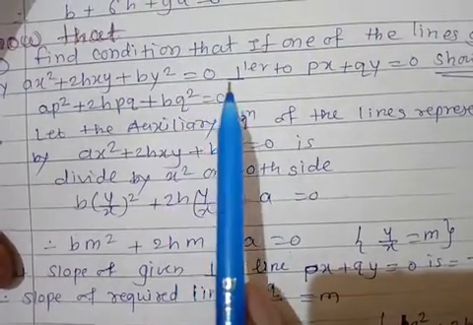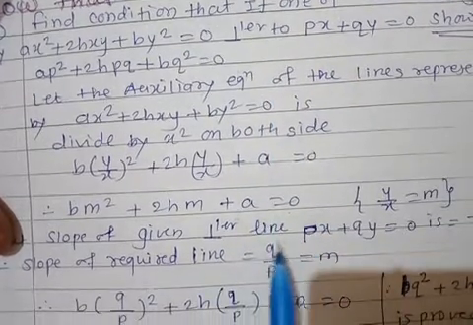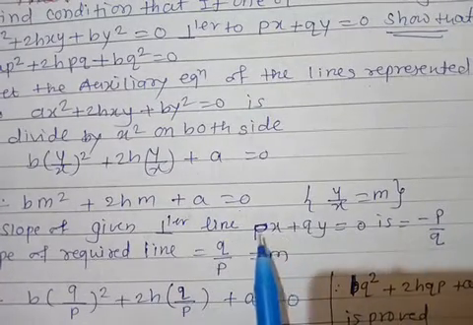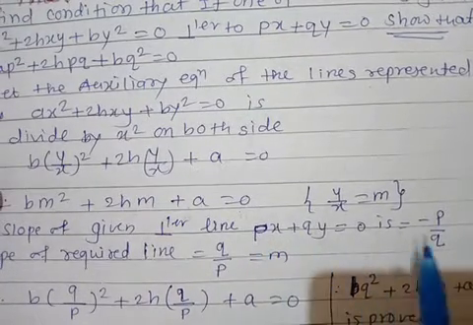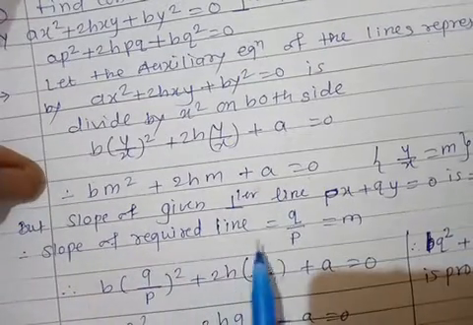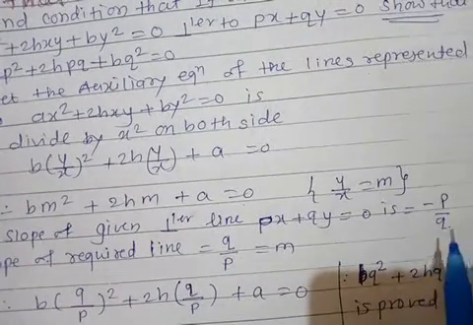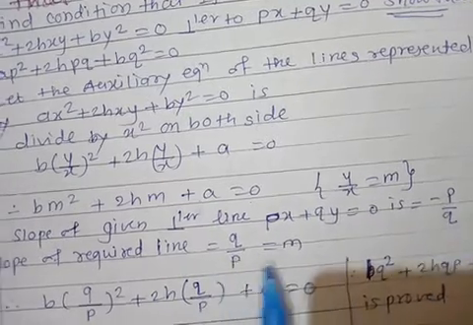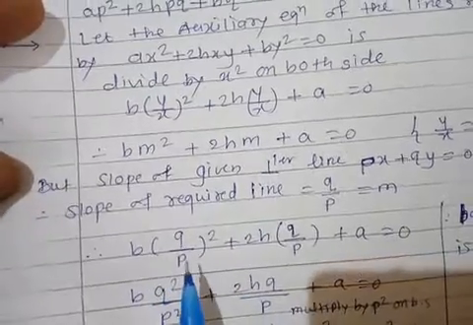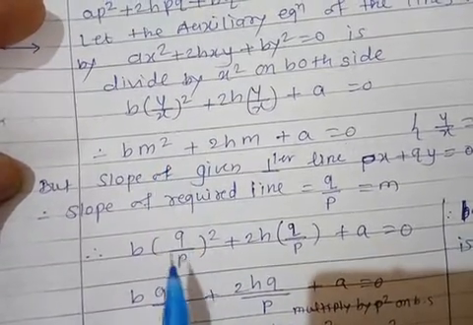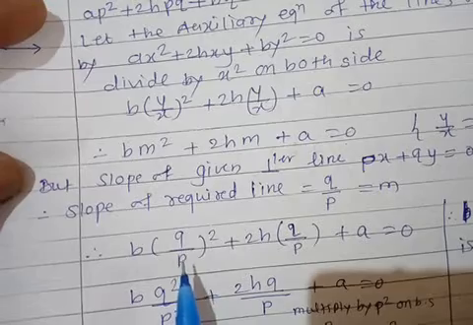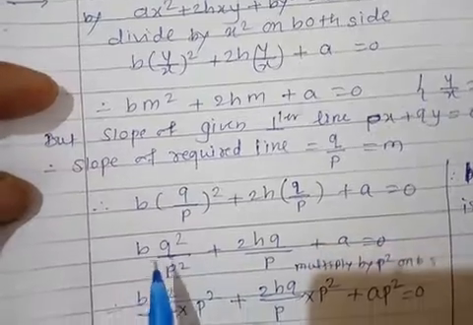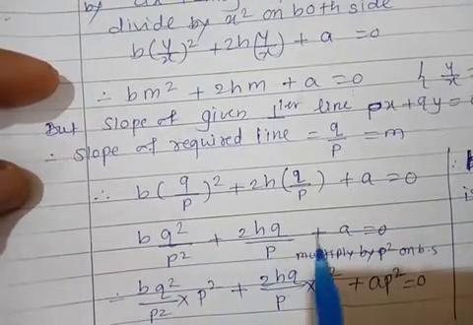Here they have said that the perpendicular line is px plus qy, so the slope is minus a by b, that means minus p by q. The slope of the required line is perpendicular, which means reciprocal and change the sign: q by p. Put that value of m here: b times q by p bracket square plus twice h q by p plus a. Here, b q square by p square plus 2h q by p plus a.